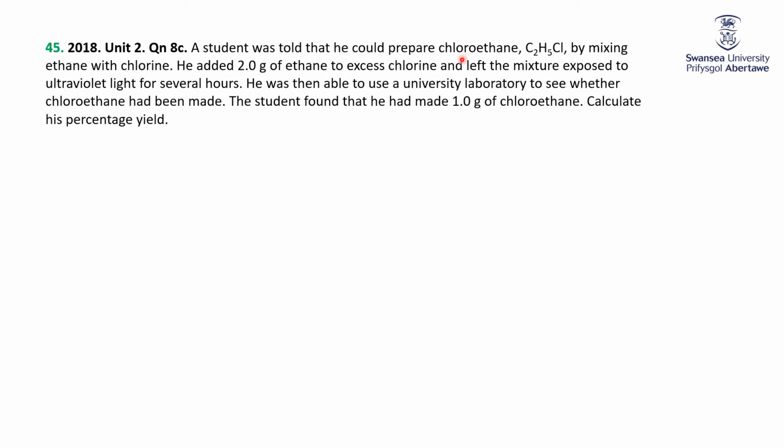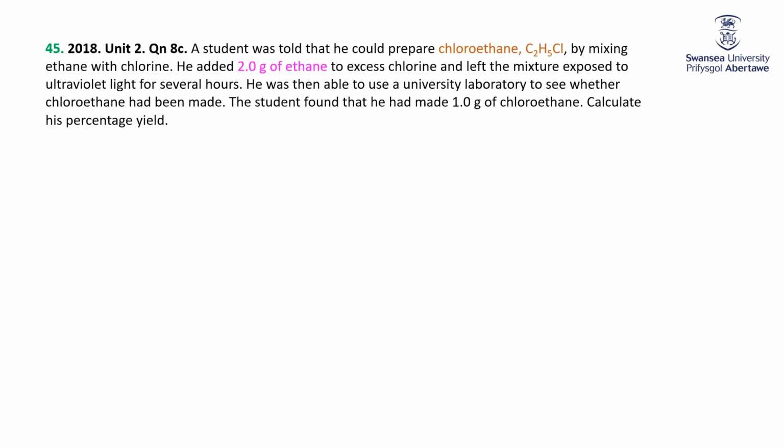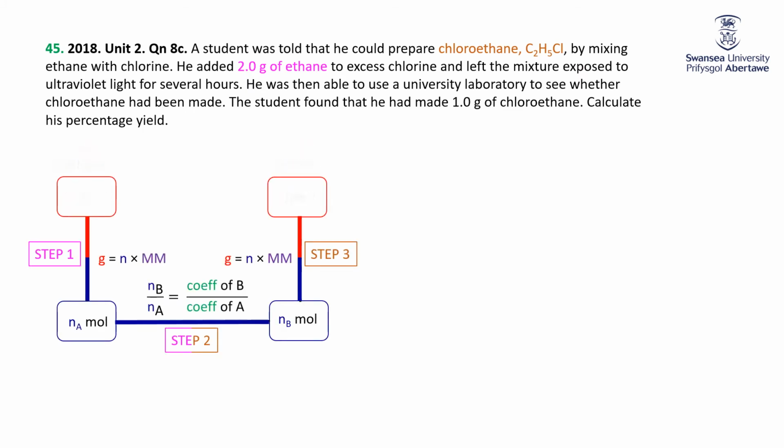A student is told to prepare chloroethane by mixing ethane with chlorine, added 2 grams of ethane, so that's what we're starting off with, then used a university lab, and found that he made 1 gram of chloroethane. He had made 1 gram, that is the actual yield. First of all, we need to calculate the theoretical yield, knowing that we started with 2 grams of ethane. So appropriate colouring, throw in the roadmap.